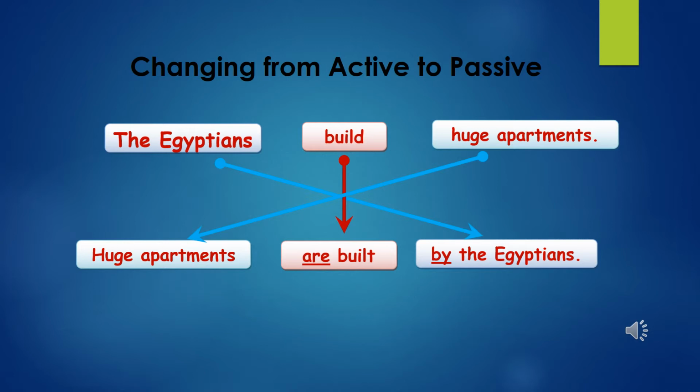So we notice that the object became the subject of the passive sentence. Okay, let's say that the sentence was the Egyptians build a huge apartment, only one apartment. So it would be, yes, excellent, a huge apartment is built by the Egyptians. So verb to be, we indicate whether it's singular or plural according to the new subject of the sentence, which was the object in the active sentence.